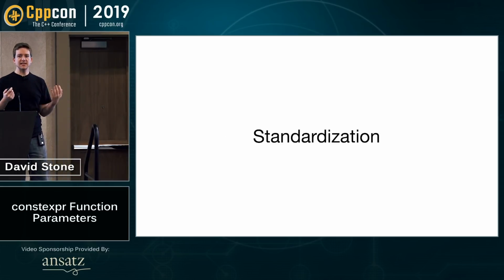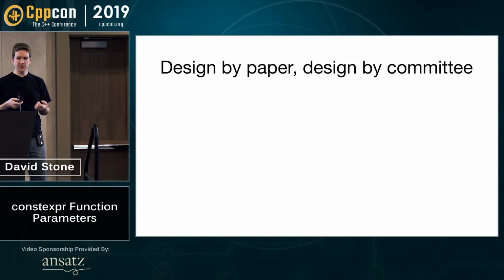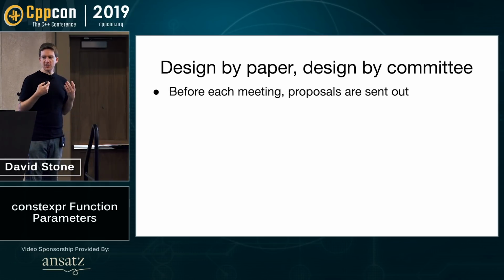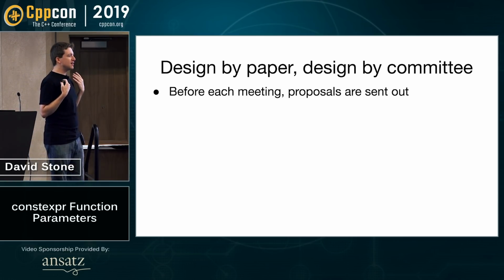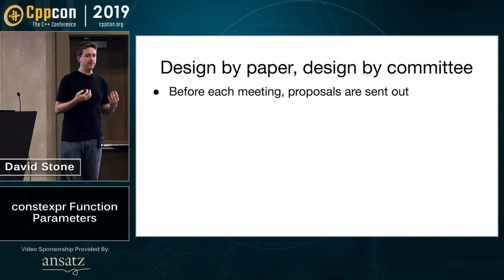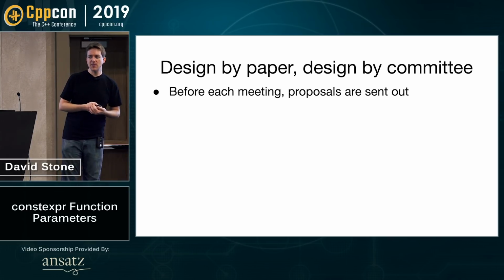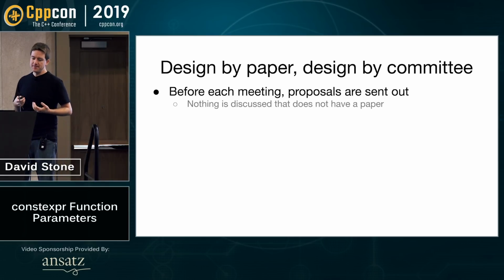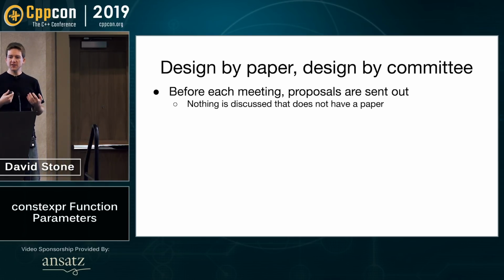So where is this in standardization right now? First, let's talk about how the committee works, to give you just a little bit of context here. We meet about 3 times a year, and before each meeting, everybody sends in all of their proposals in paper form. This gives people some time to read over the papers and to think about them, and in general, we don't discuss things at the committee that don't have a paper.